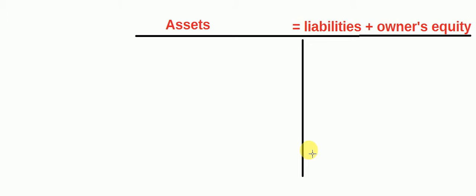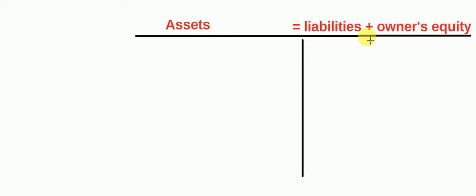Right now, we are going to be looking at the accounting equation. Here is the accounting equation: Assets equals liabilities plus owner's equity. The equal sign separates the left and the right. The left is assets. On the right hand side, you see liabilities and owner's equity. They have to be equal all the time.